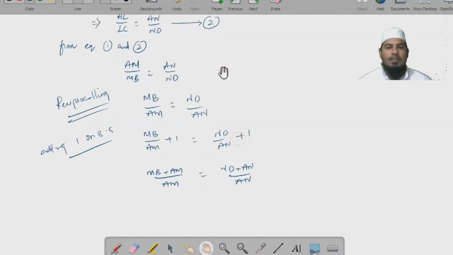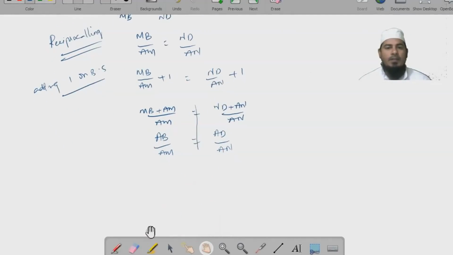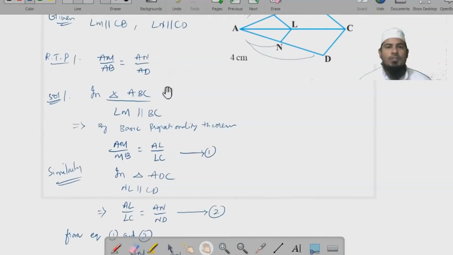We can write that AB by AM is equal to AD by AN. So again, reciprocally, AM by AB is equal to AN by AD. Hence we got the solution. Let us look to the next question.